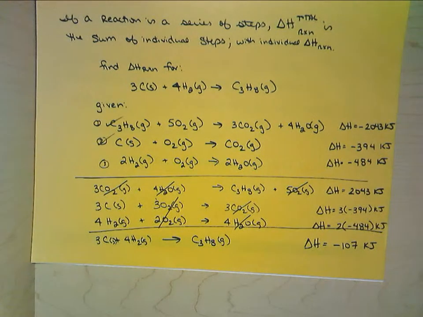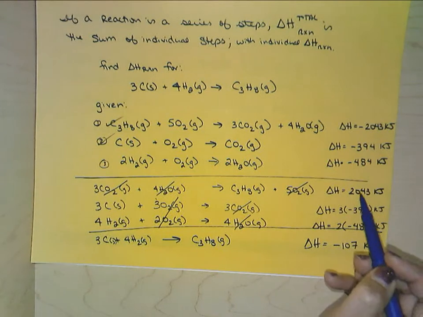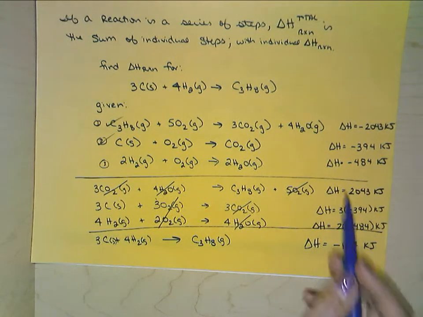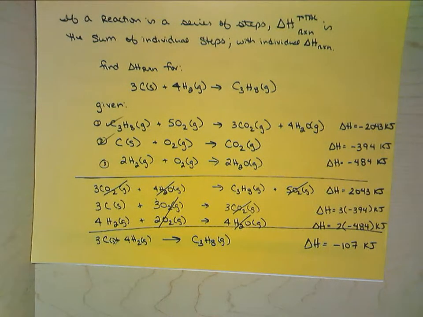Everybody got something in that ballpark? 107? Good. Now let's think, does this make sense? I have carbon and hydrogen combining to make a negative, exothermic. That should intuitively hopefully make sense, that we are making something and releasing energy. Based on all this, you should see that it should be negative. So we'll work on some more problems where you can kind of fine-tune your intuition on these kinds of problems.